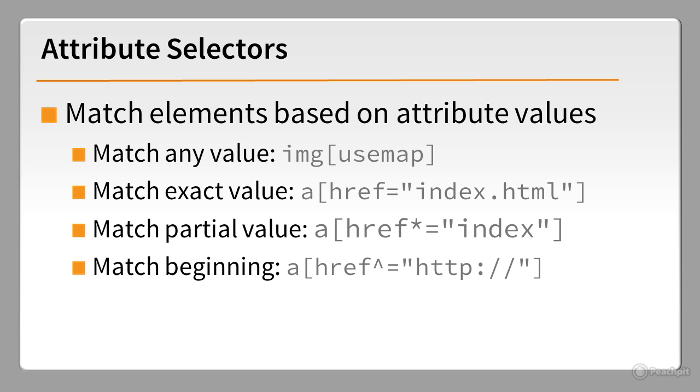To match the beginning of an attribute's value, precede the equals sign with a caret or circumflex. This matches all links with an href attribute that begins with http://. In other words, all external links, except those that connect over a secure sockets layer. To match the end of an attribute's value, precede the equals sign with a $ sign. This matches all links to PDF documents.